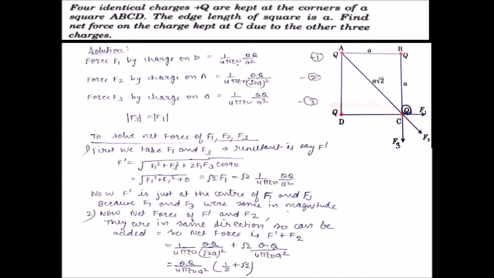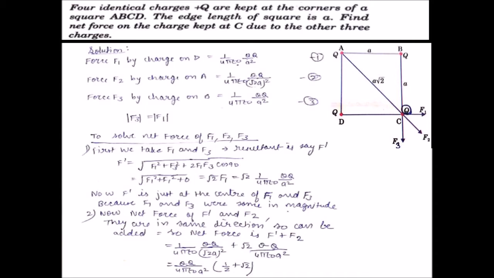In the same manner, let us solve F2. F2 is the force between C charge and A charge. So the formula is 1 upon 4 pi epsilon 0, QQ upon distance squared. The distance is now root 2 a between A and C. So it is root 2 a whole squared, given by equation 2. And the direction of F2 is again found by the fact that C charge is repelled by A charge, so it will be away along the same line.